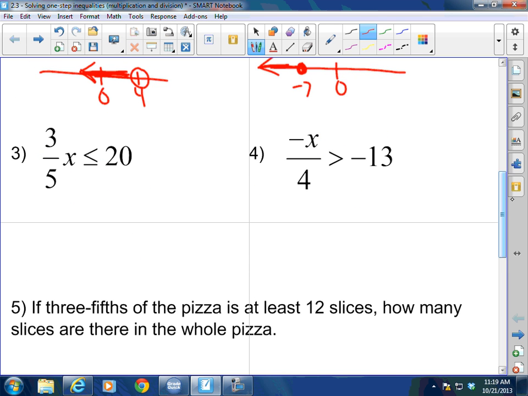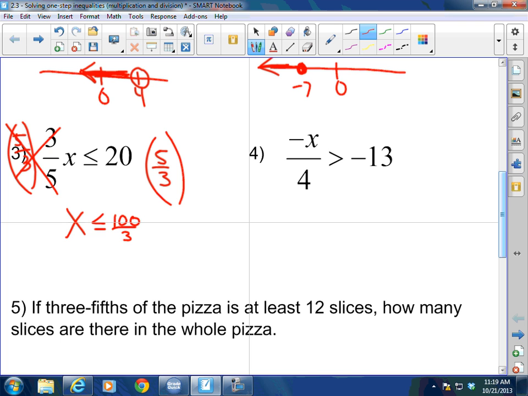Awesome. 3/5 x is less than or equal to 20. What's the relationship between the 3/5 and that x? How do you get rid of a fraction that's being multiplied to a variable? We multiply by the reciprocal. Very good. So you multiply by 5/3. Am I multiplying or dividing by a negative here? So I do not flip the sign, correct? This is going to be less than or equal to 100 over 3. So x is less than or equal to 33 and 1/3.